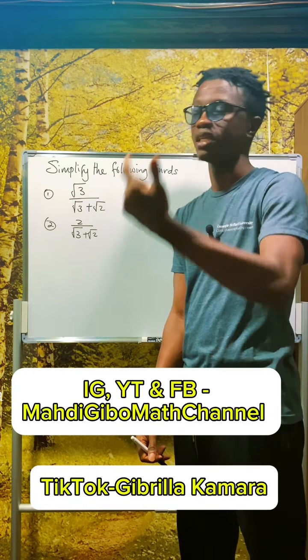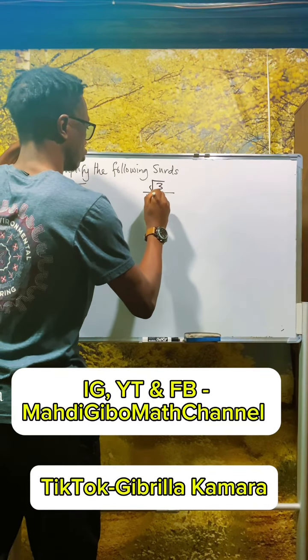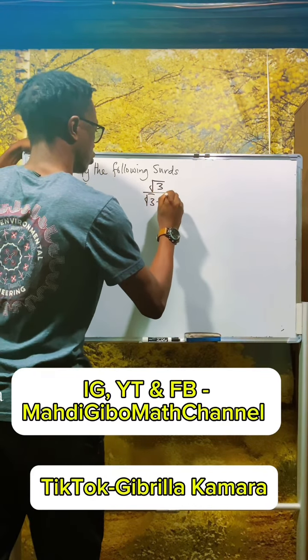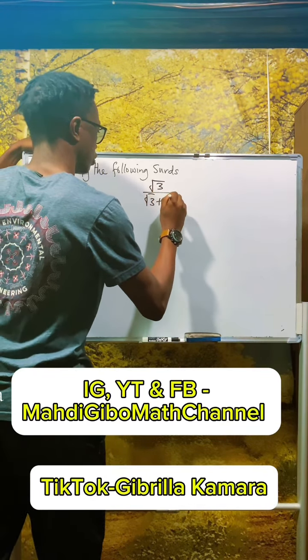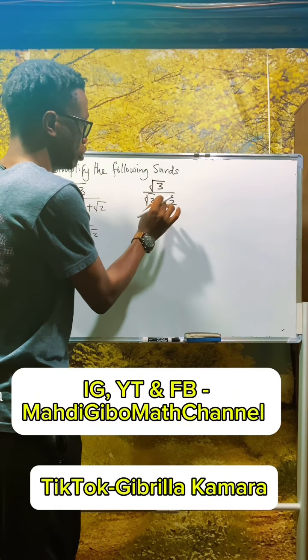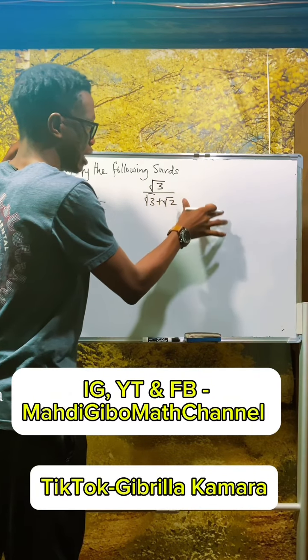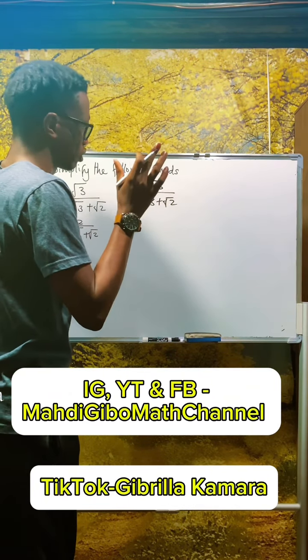Now, let's go through it. So we have root 3 divided by root 3 plus root 2. First, I said we have to think of rationalizing the denominator, meaning that you are going to multiply this denominator here at the top and at the bottom. That's the first thing you have to think about.